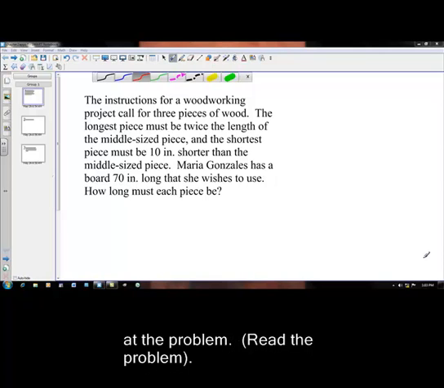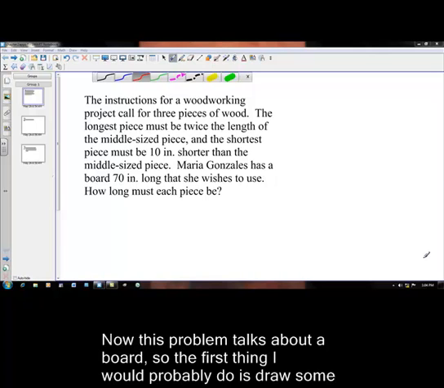The instructions for a woodworking project call for 3 pieces of wood. The longest piece must be twice the length of the middle-sized piece, and the shortest piece must be 10 inches shorter than the middle-sized piece. Maria Gonzalez has a board 70 inches long that she wishes to use. How long must each piece be?